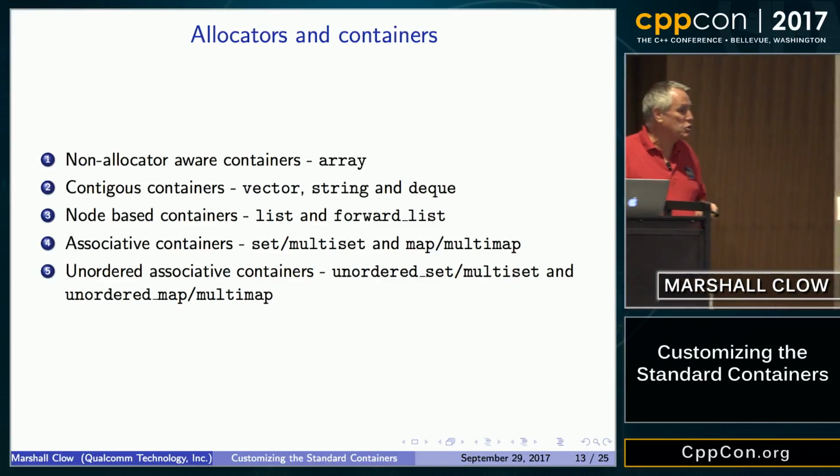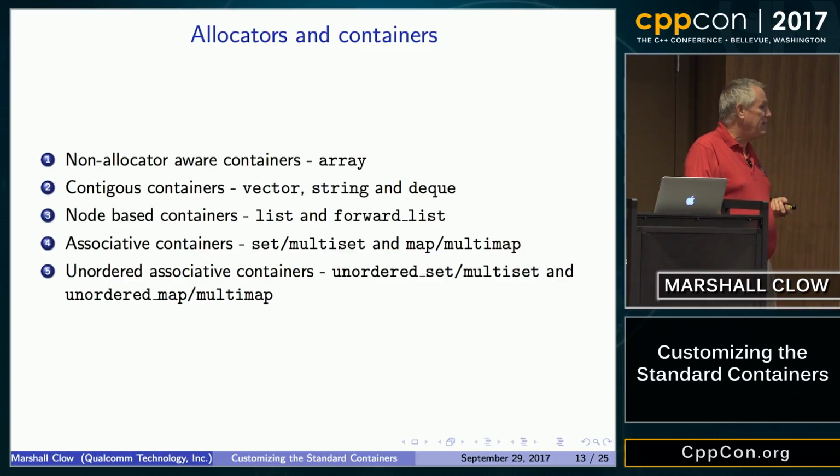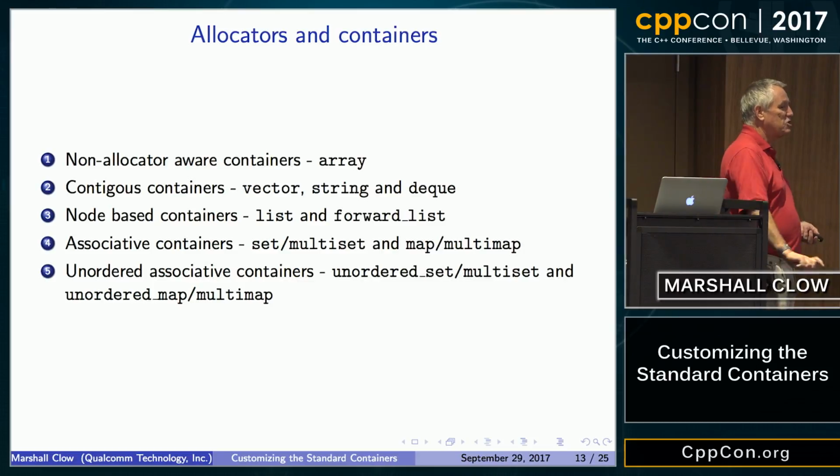There are contiguous containers: vector, deque, and string. They allocate in chunks. Vector puts all the stuff in one big chunk. Deque has a lot of blocks, each of which holds several elements. String may not use its allocator at all. Starting with C++11, you can have a small string optimization where it stores the string data in the string object itself, in which case it never calls the allocator.